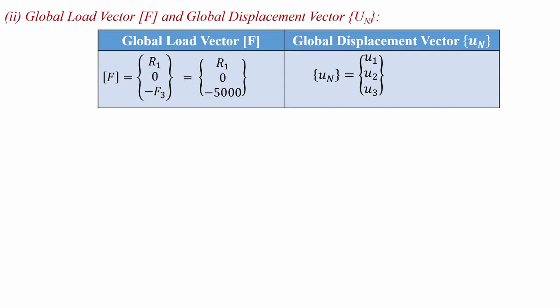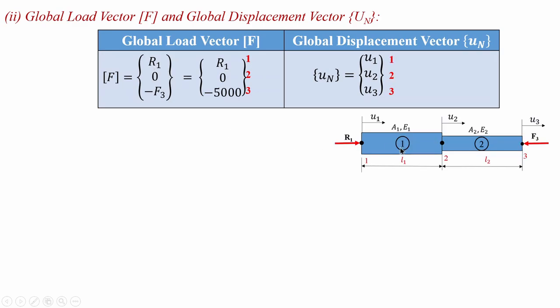So global force vector will be the matrix of the forces acting at each node of the system. So we have F1, F2, F3. For F1, that is node number 1, the force acting at node number 1 will be R1. That is acting towards right, so therefore positive. At node number 2, we do not have any force, so therefore we have value 0. And at node number 3, we have the force F3 acting towards left. So as per the sign convention, we have it a minus, and the magnitude is given as 5000 Newton.